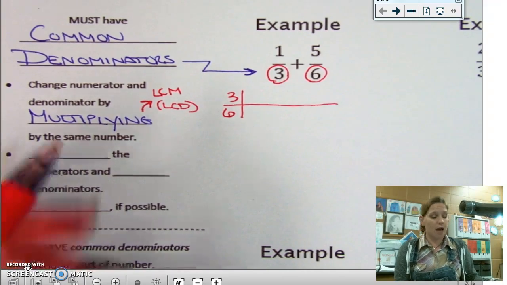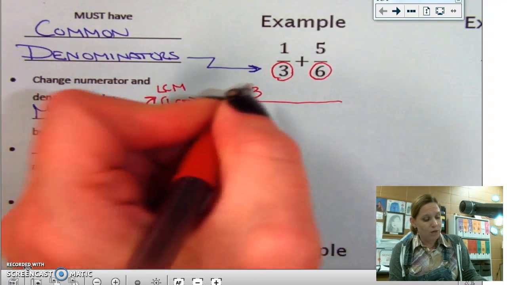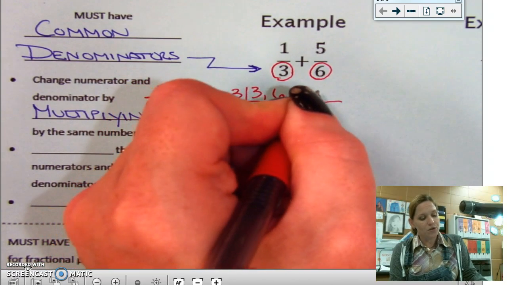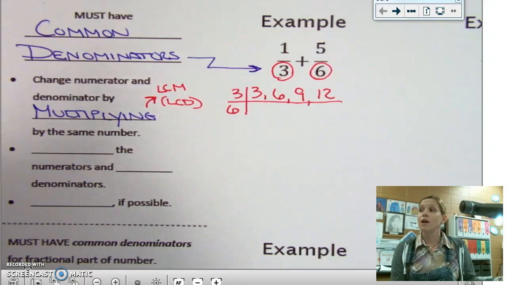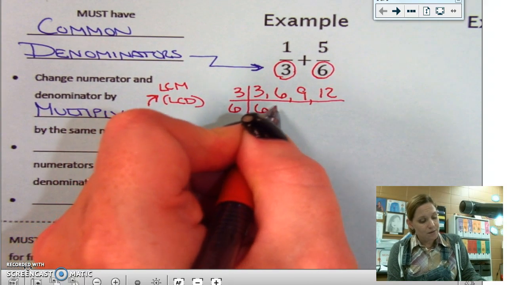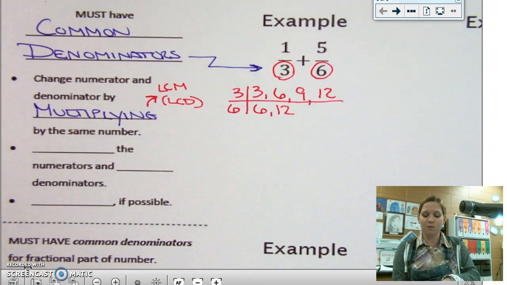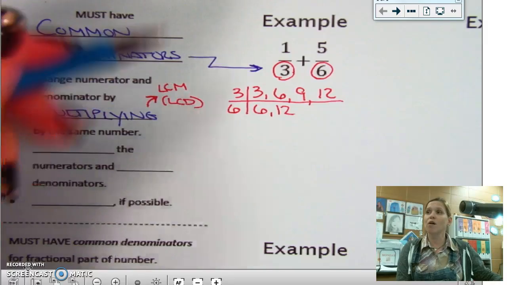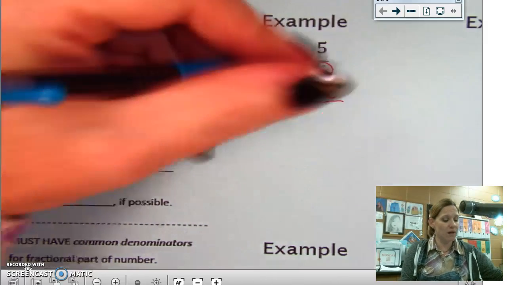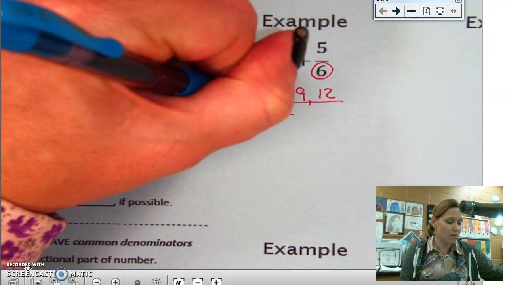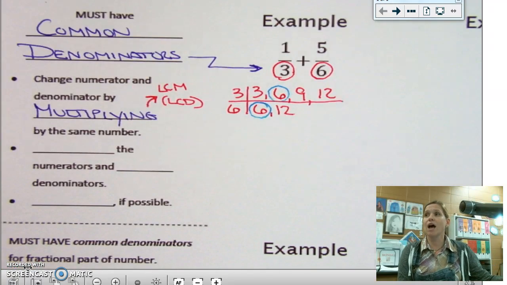So we have 3 times 1 is 3, 3 times 2 is 6, 3 times 3 is 9, and 3 times 4 is 12. And we do the same thing with 6. 6 times 1 is 6, 6 times 2 is 12. Oh, wait, guess what we already found out here? If you look at the least common multiple, the smallest number they both have in common, we can stop right here. 6 is the very first number they both have in common.